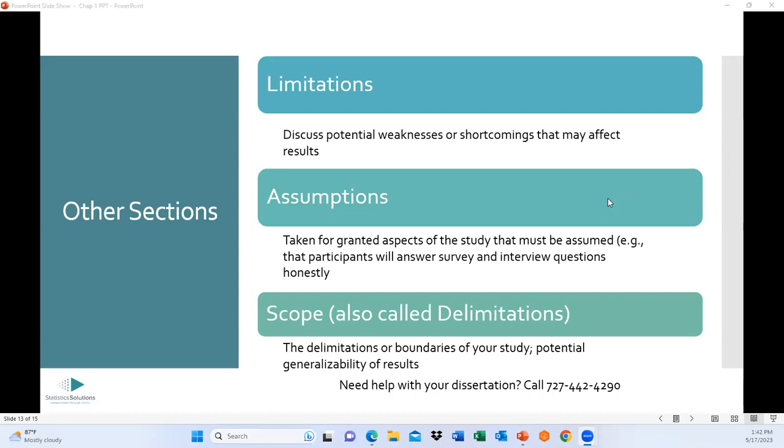And the big assumption is that you have to assume that people are going to answer honestly, and to the best of their ability, right? You can't control what they say. So you just have to assume that they're going to give you honest information. But there are ways to help ensure that, and that's to assure them of the anonymity and the confidentiality of their identities and of their responses. That helps them to answer honestly because it's confidential and anonymous.